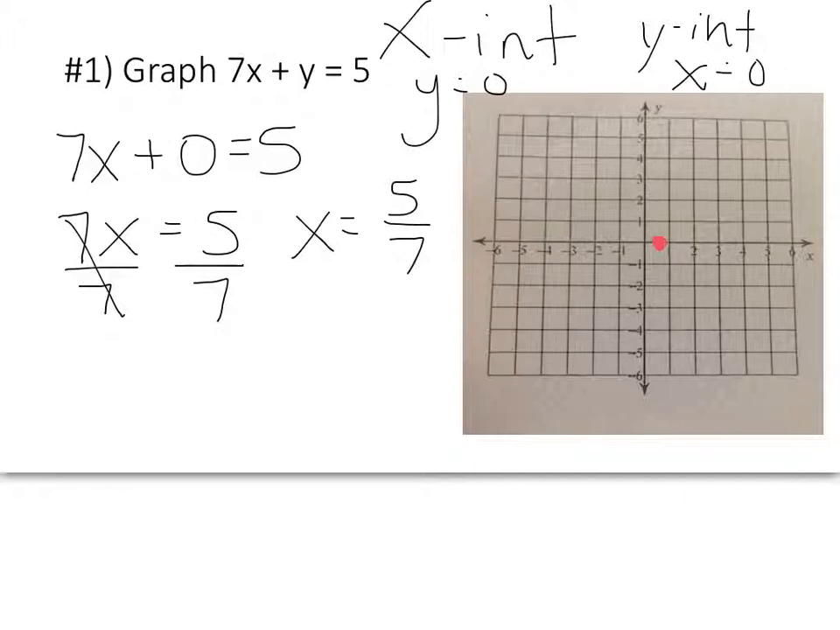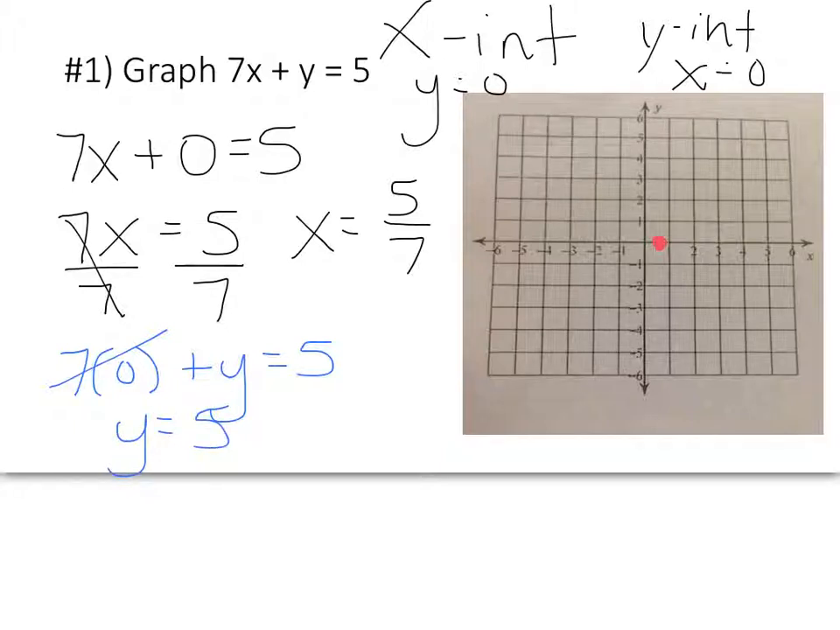Now, let's find the y-intercept, which means we're going to plug in 0 for x. 7 times 0 is 0, so that goes away, so you get y equals 5. So go up to y equals 5 and plot a point. And then all you have to do is connect the, oops, that was terrible. Let's try that again. All you have to do is connect the, still terrible, but you get the idea.